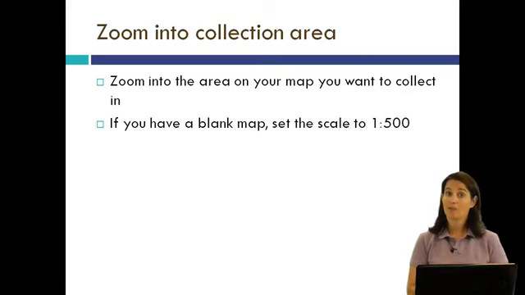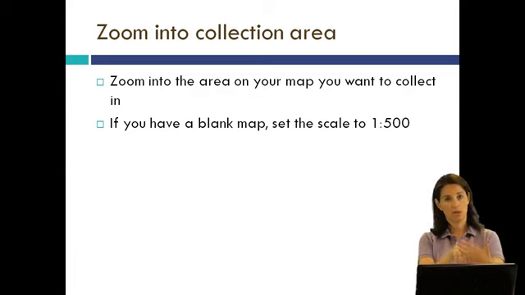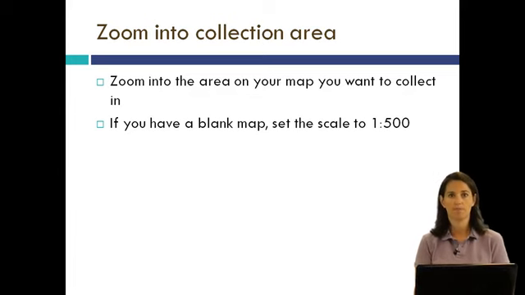If you have a blank map, if you don't have any data in it, just go ahead and put 1 to 500 in your scale bar. That way, out in the field, when you start collecting data, you'll actually see your data. It won't be on top of each other because you won't be zoomed out so far.